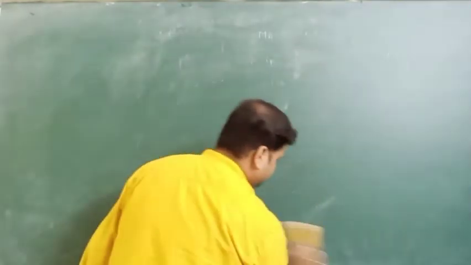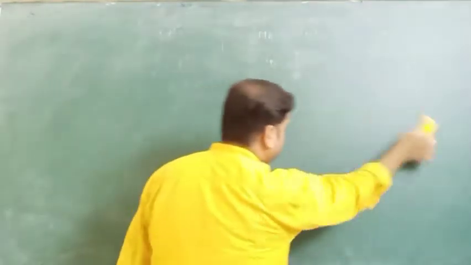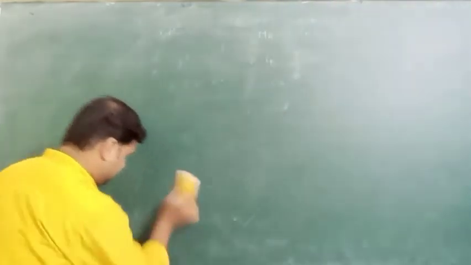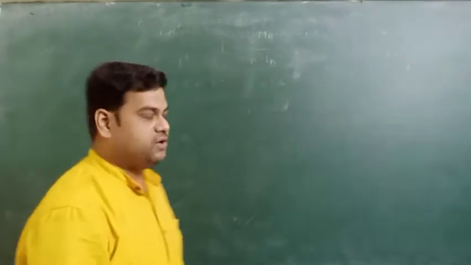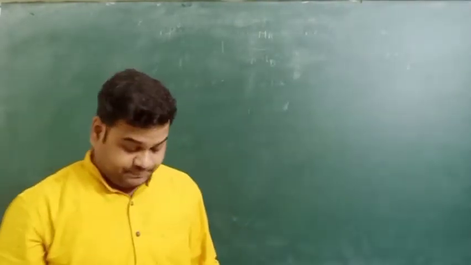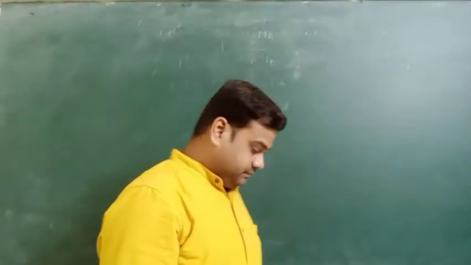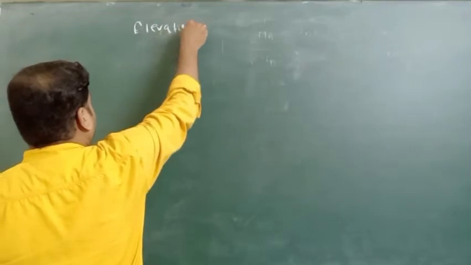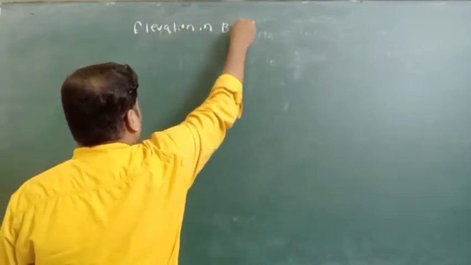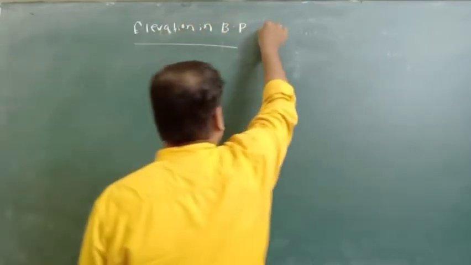Elevation in boiling point. What is a boiling point? Boiling point means when the vapor pressure is equal to the atmospheric pressure, then that temperature is called the boiling point of the substance. Okay. Elevation in boiling point, numericals.